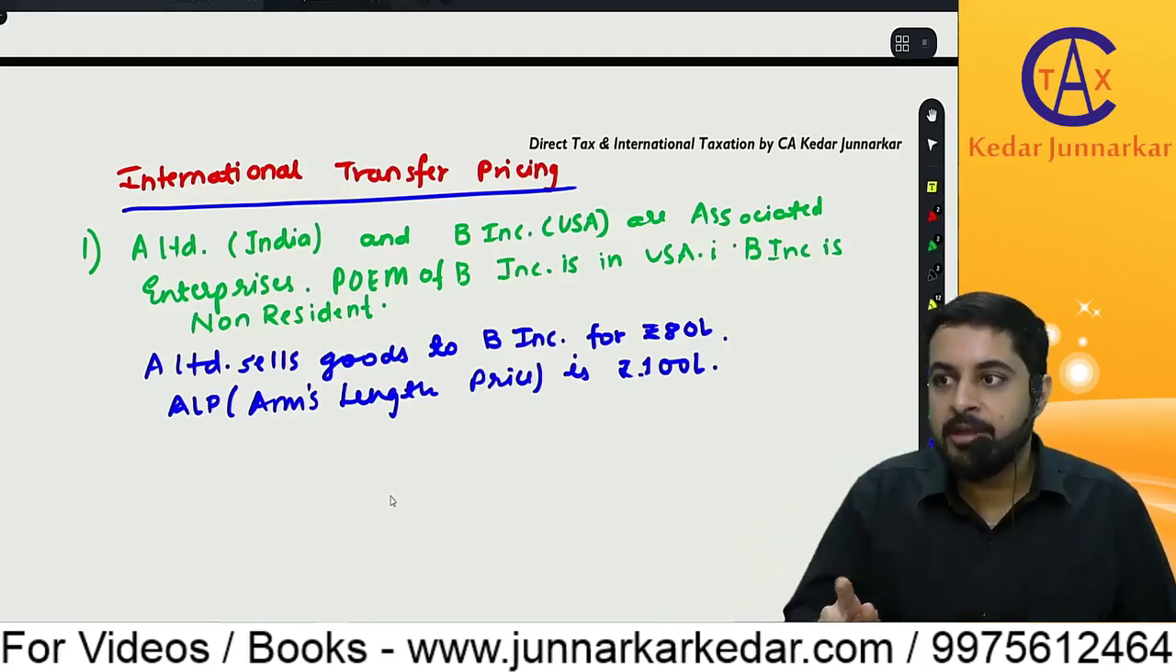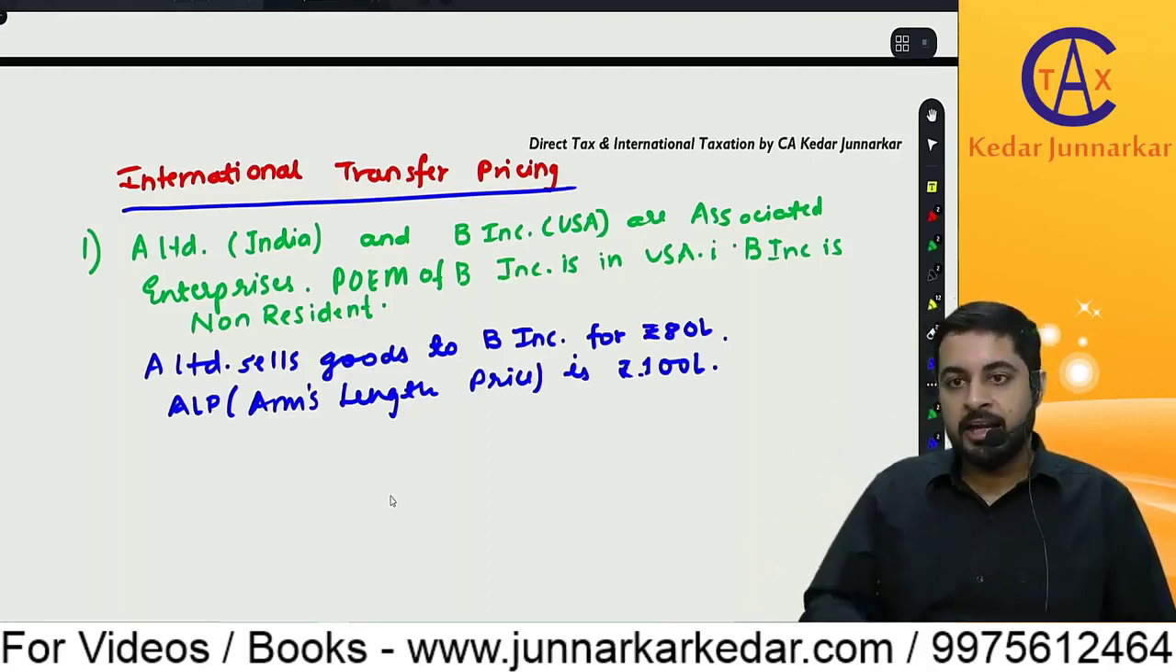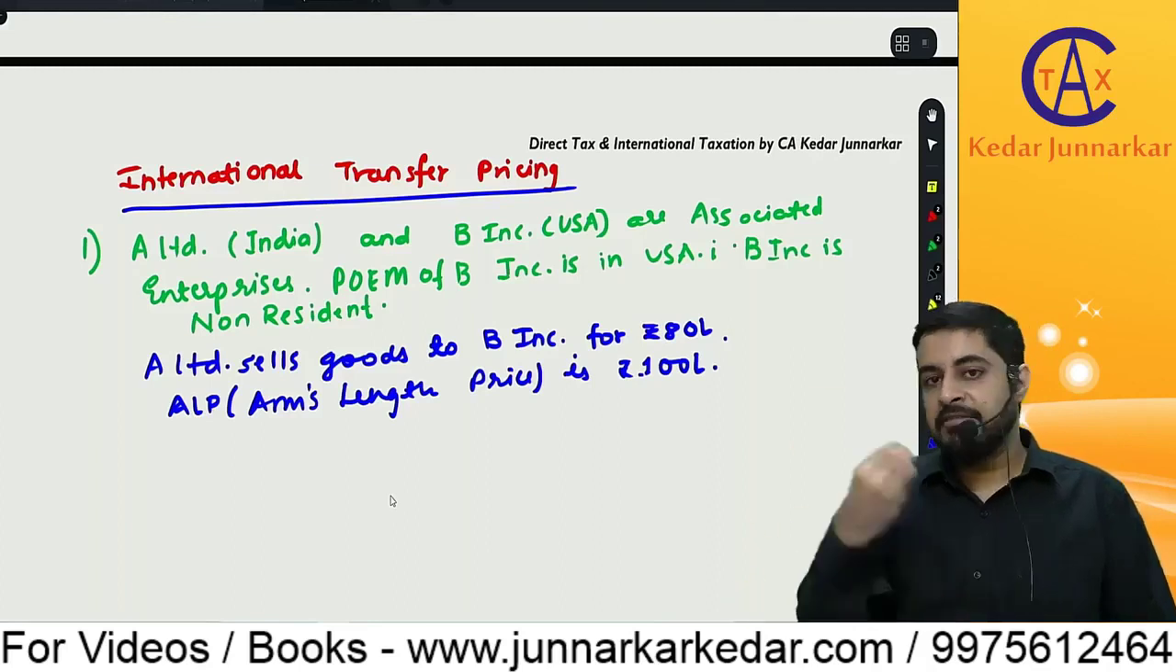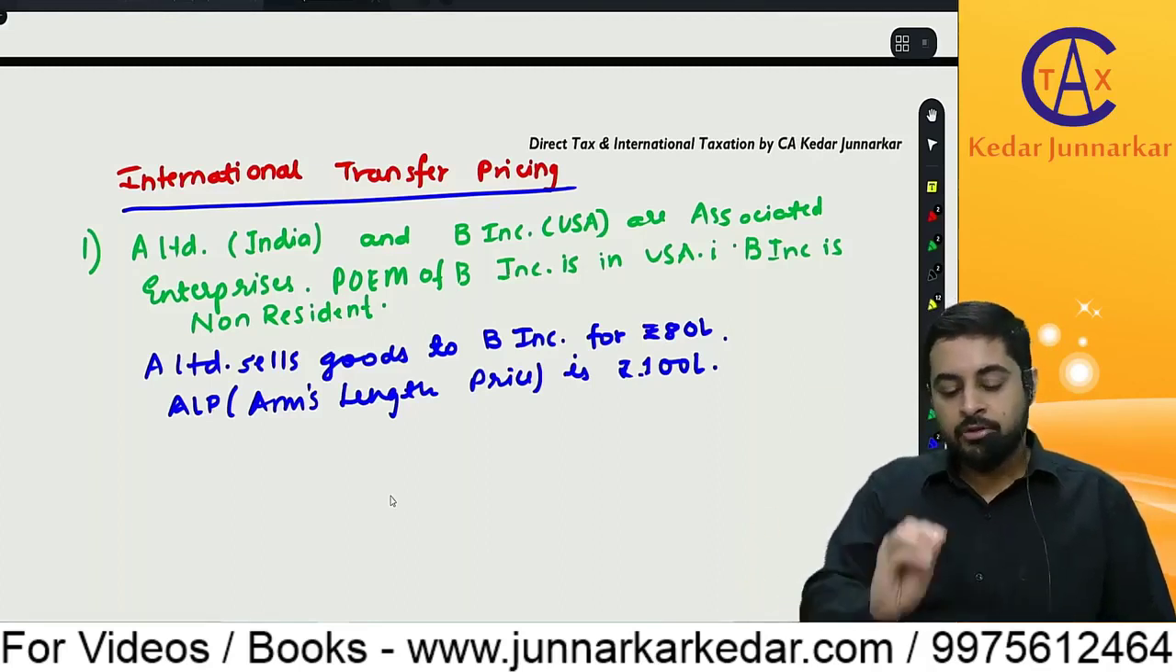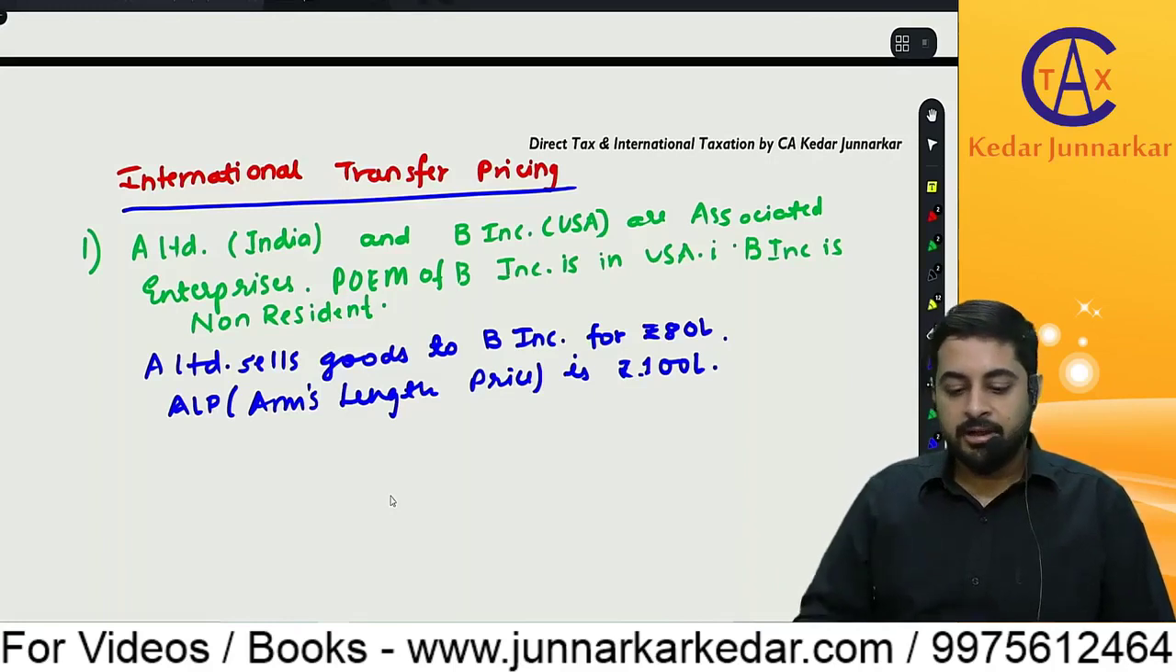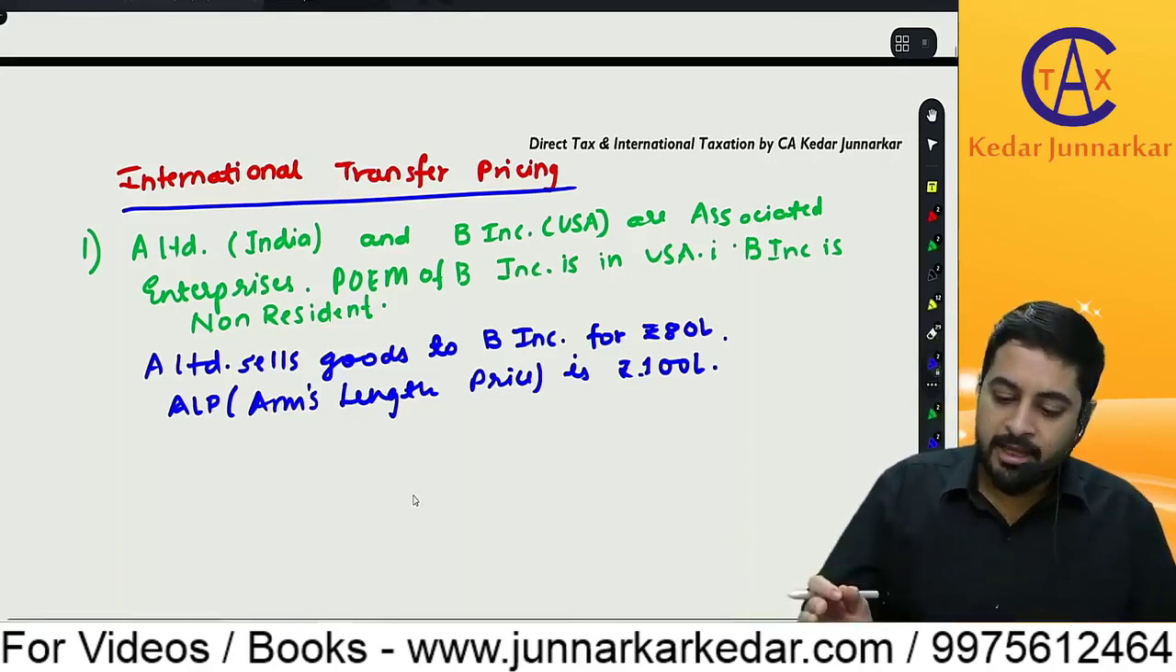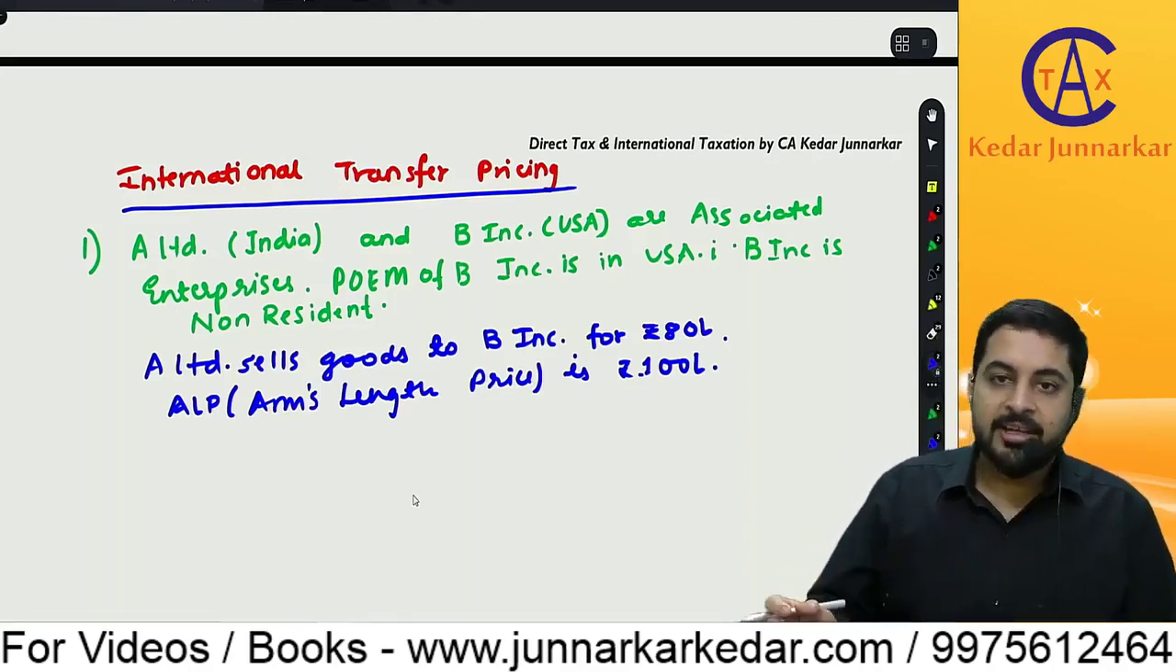How to find out ALP? Are there any methods to find out that? Which method has to be applied? That we will be doing tomorrow. So right now, just basics we are doing. So A Limited sells goods to B Inc. for 80 lakhs. ALP is 100 lakhs.